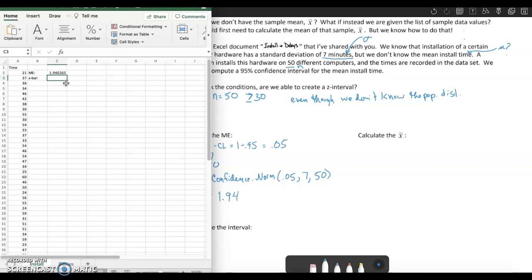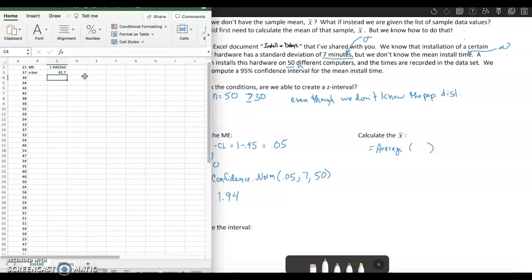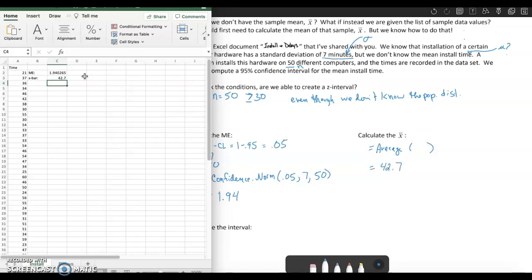The difference between this problem and the last problem is simply that we do not have that sample mean, that X bar value, so we also need to calculate it. But we know how to do that. We could just use the equals AVERAGE command, highlight our data, and find it. So I'm going to do that over here in Excel as well. Equals AVERAGE. And then I'm going to highlight my data set, all 50 of these values. Close it up. And it looks like the X bar value is 42.7.